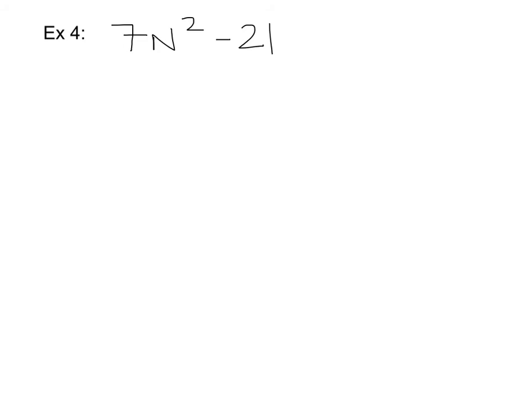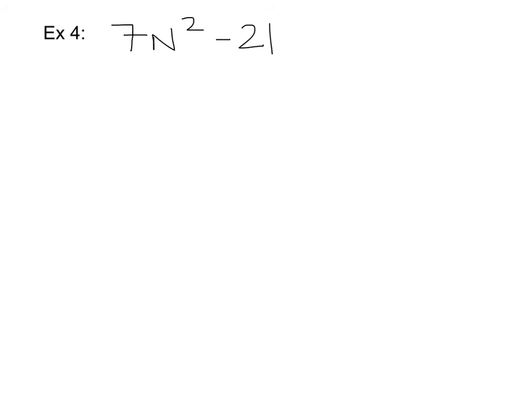Let's look at our fourth example. We have 7n squared minus 21. So this time we only have two terms, which is a little different, but don't let that bother you. So our first term is 7n squared. The second term is minus 21.